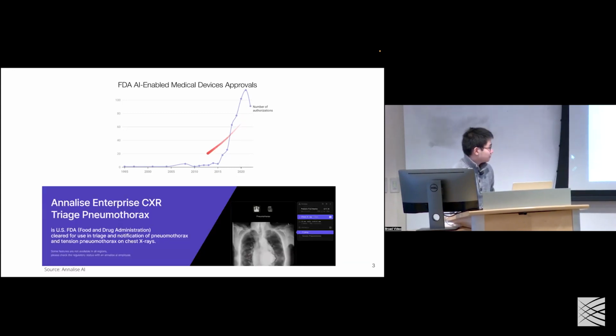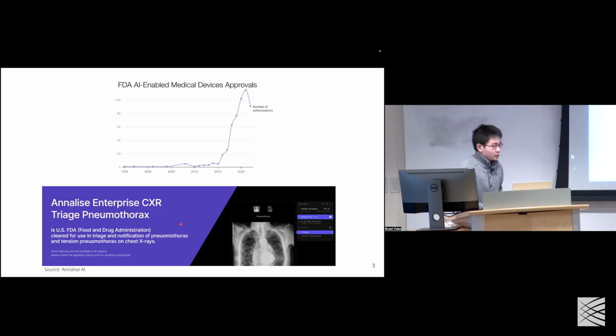Here's one such device from a company called Annalise AI, which provides the software to do diagnosis of pneumothorax from chest X-ray. This software is also being used in Australia and the UK, among a few other countries.